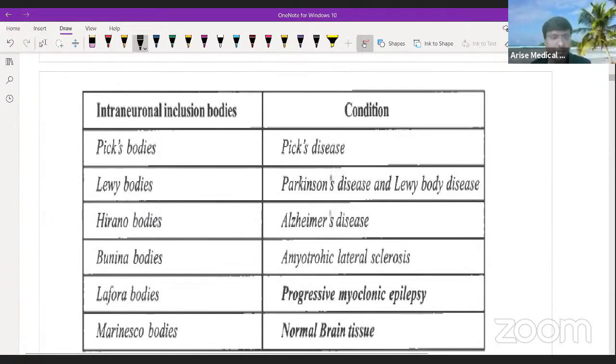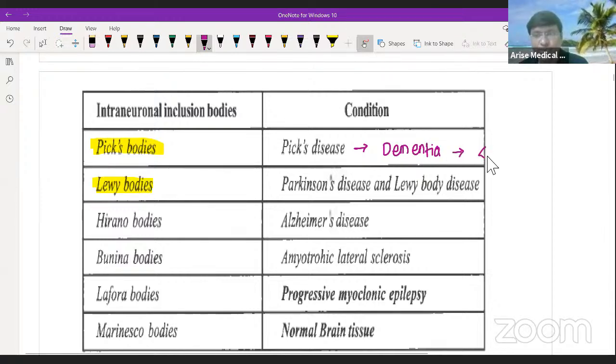Like, for example, you take Pick's disease. In Pick's disease, the inclusion bodies are the Pick's bodies themselves. In Parkinsonism, that is what I have just shown you, that is the Lewy body, which contains the alpha-synuclein protein. And before that, what is Pick's disease? It is a dementia, or frontotemporal dementia, seen in the age group less than 60 years. That is your frontotemporal dementia or Pick's disease.